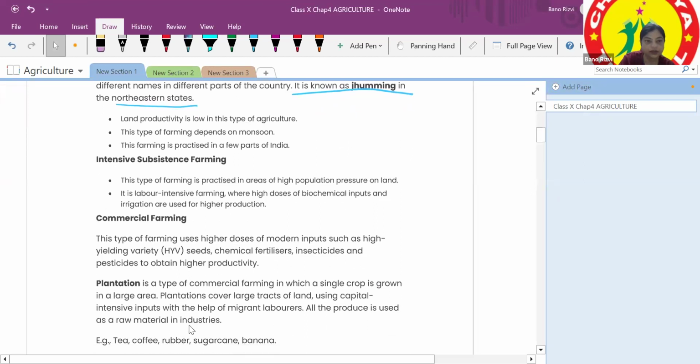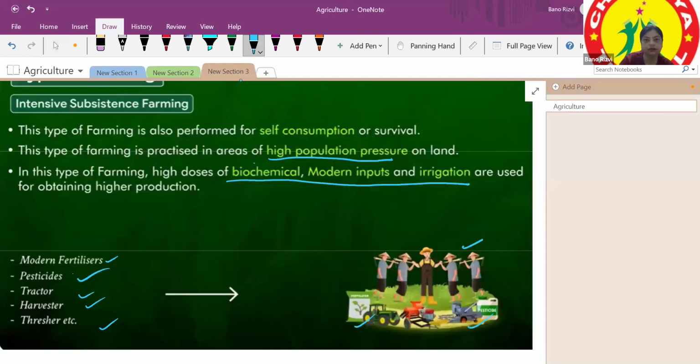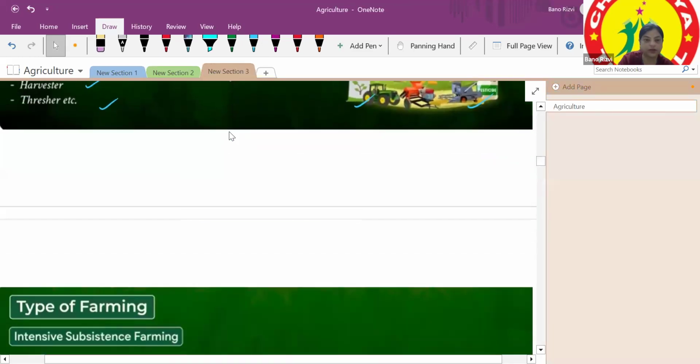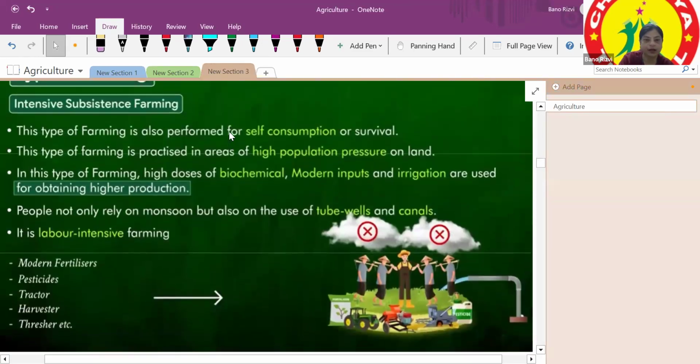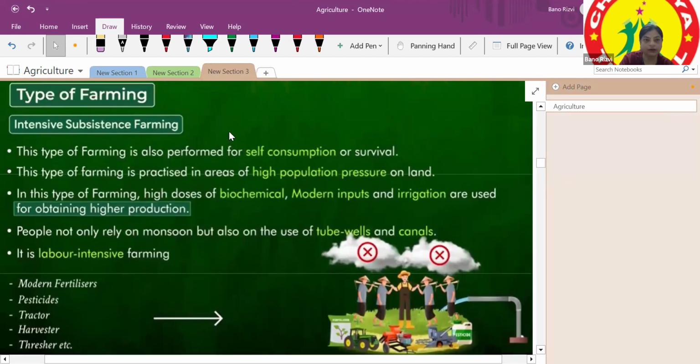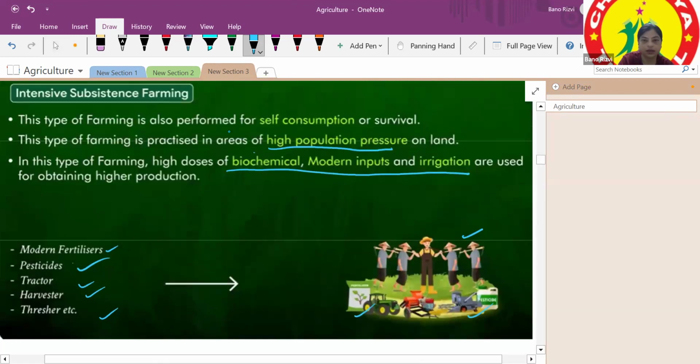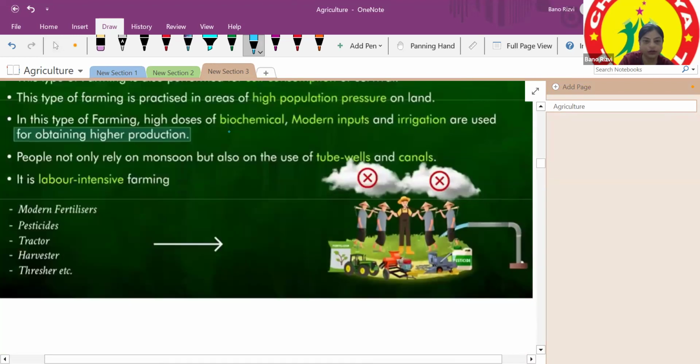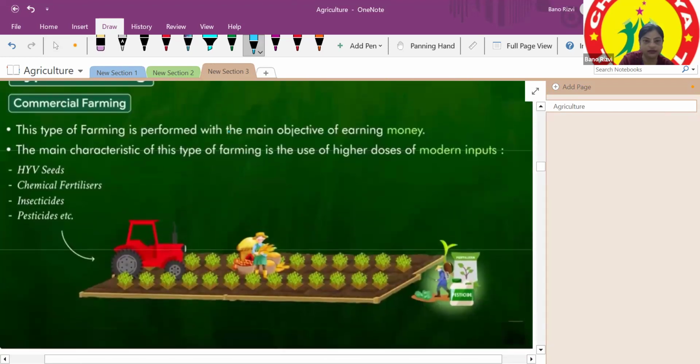We have studied this. Let us talk about commercial farming now. We have done intensive subsistence farming. Next is commercial farming.